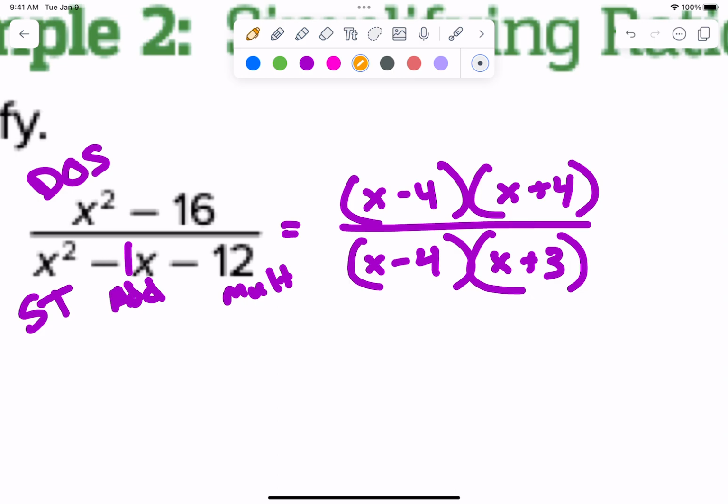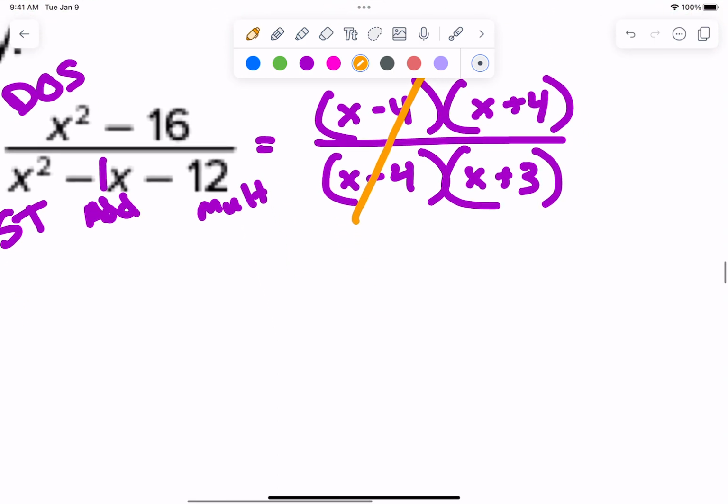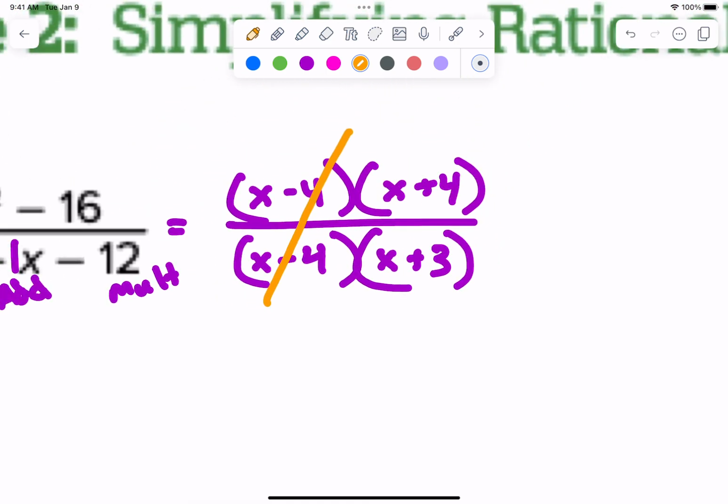Okay, now what? Cross out x minus 4. The x minus 4s can cancel. So, anything else can cancel? Nope. Can I cancel these x's? No, because they're grouped. I always call them trapped, because if you have something plus something, they are trapped together. This is like their one unit, okay? So you can only cancel them if that whole unit cancels with another whole unit, okay? So this is x plus 4 over x plus 3.